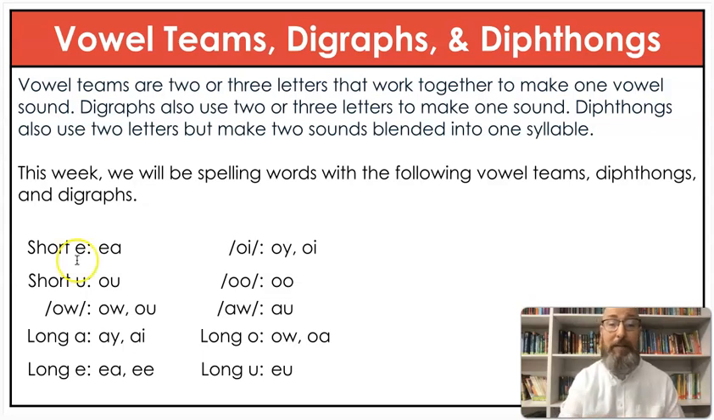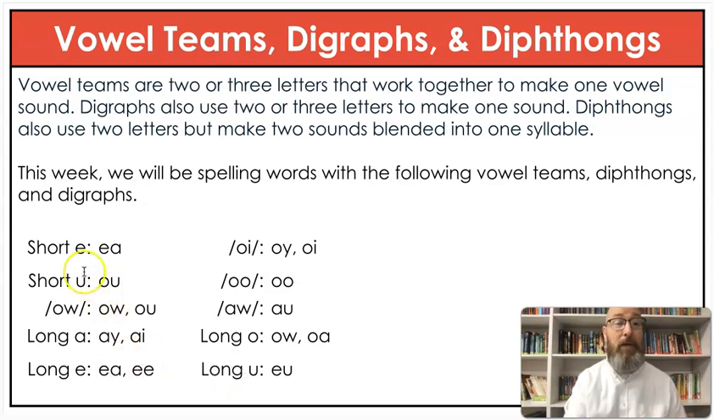This week we're going to be looking particularly at these right here. We have the short E spelled EA, short U sound spelled OU, owl, the OW sound spelled OU or OW, long A spelled AY or AI, long E spelled EA or EE, the OI sound spelled OY or OI, oo spelled OO, all spelled AU, long O spelled OW or OA, and long U spelled EU.